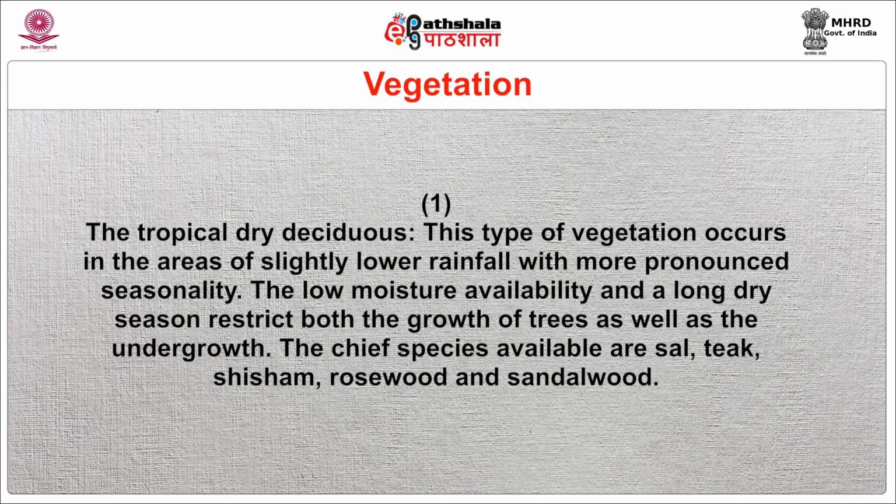This type of vegetation occurs in the areas of slightly lower rainfall with more pronounced seasonality. The low moisture availability and a long dry season restrict both the growth of the trees as well as the undergrowth. The chief species available are sal, teak, shisham, rosewood and sandalwood.